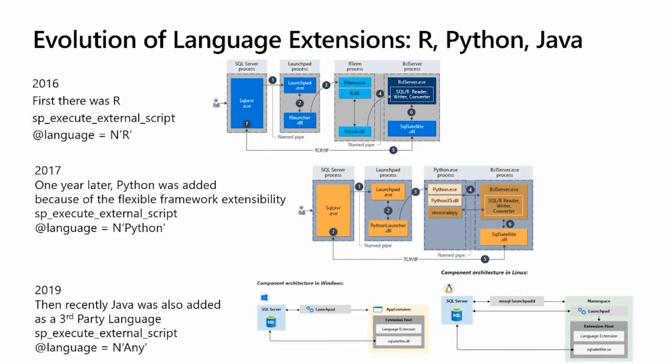Over the years, the evolution of language extensions, as I mentioned, first started with R in 2016. So in your stored procedure SPI here, you can refer to your R language through this architecture on the top. And then a year later, Python was becoming a very strong language used for machine learning purposes. So with our extendable architecture, we were able to add the Python EXEs that you could use.